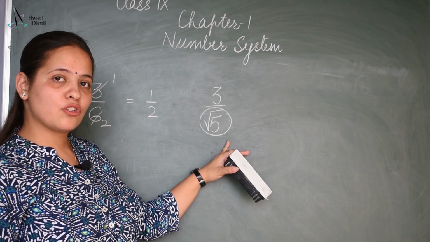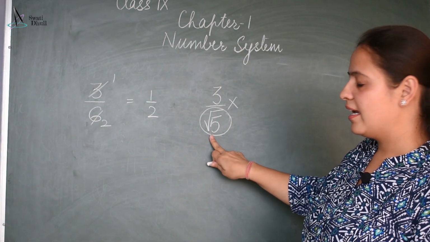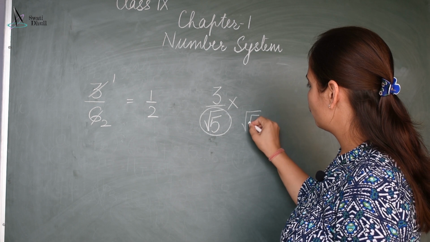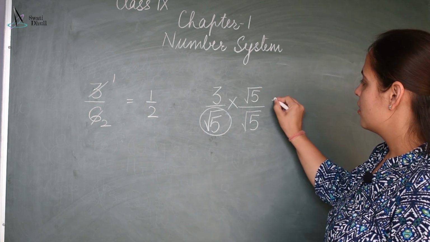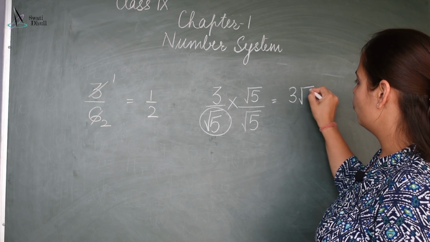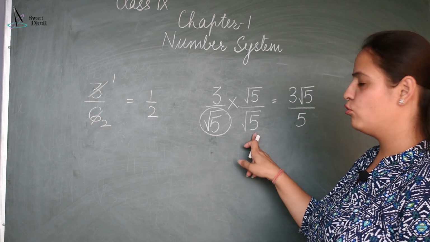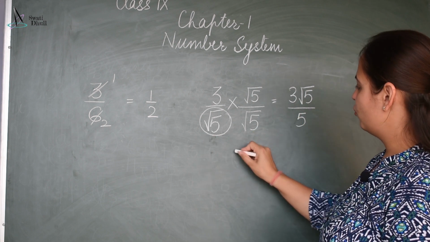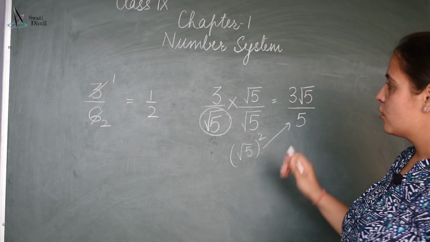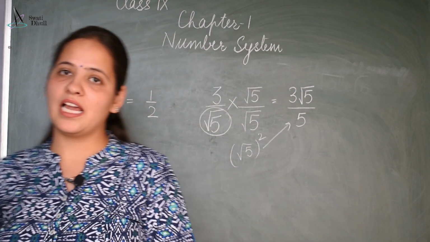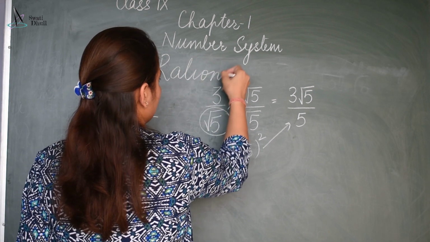And how will I rationalize the denominator is that I will multiply with the same number, that is root 5, in the numerator as well as in the denominator. So this will become 3 root 5 upon 5, because here it will become root 5 into root 5, that is root 5 whole square. So root 5 whole square is your 5. So this is how we rationalize the denominator. This is called rationalization.